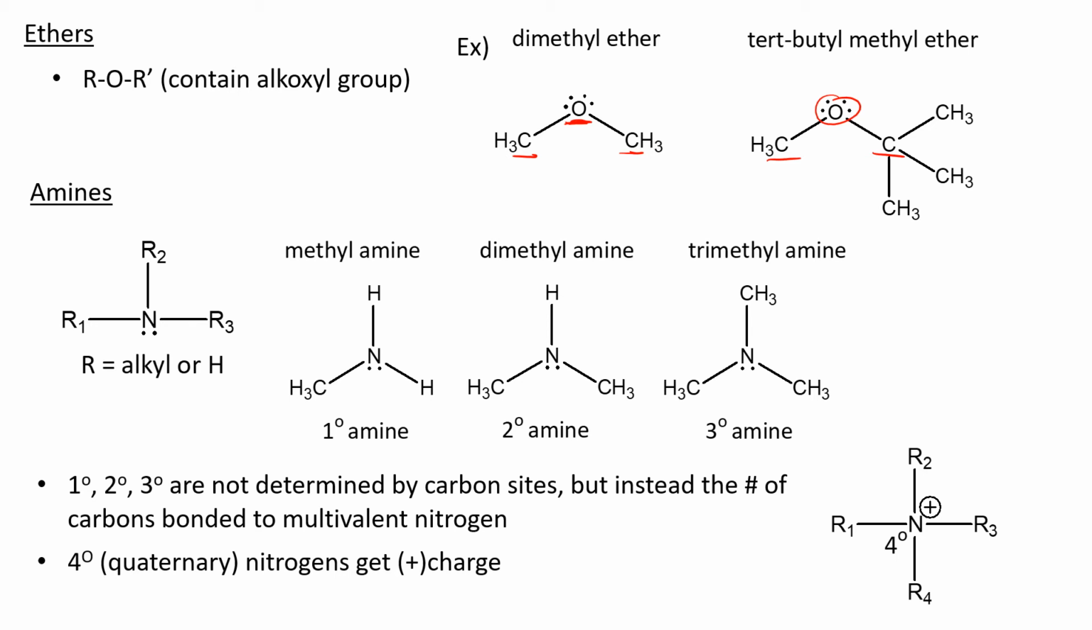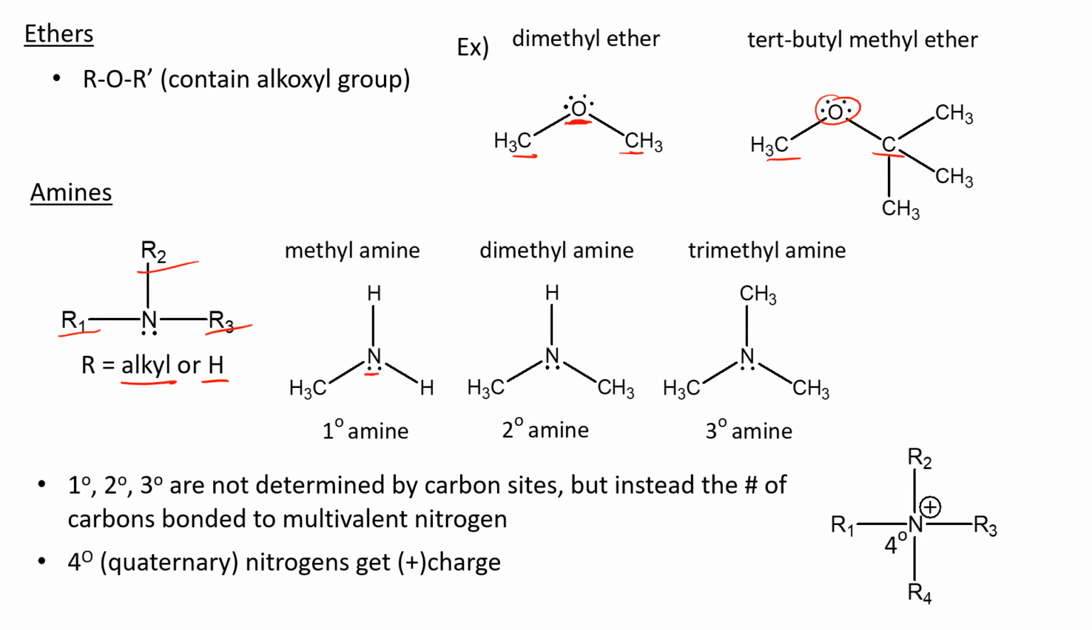Amines contain nitrogens. A nitrogen atom can be attached to 3 other groups in its neutral state. Now, 1, 2, 3, they can be alkyl, meaning carbon, or it can be hydrogen. And we can classify amines as primary, secondary, tertiary, or quaternary. The classification system is a little bit different than the one we discussed previously.